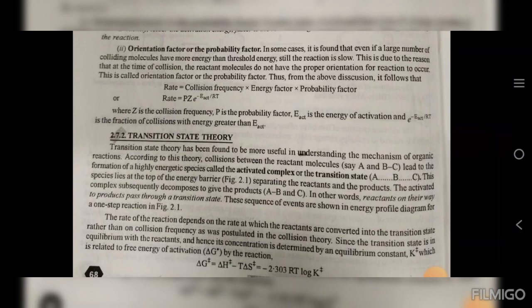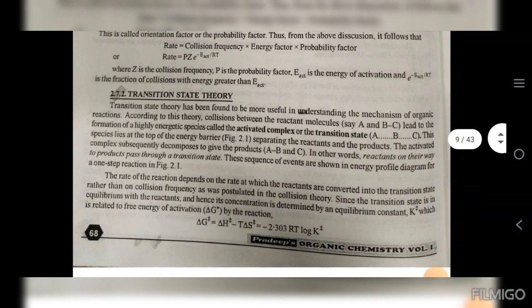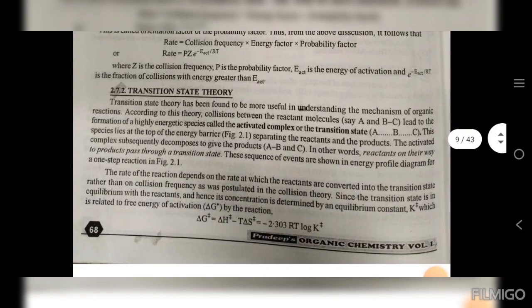Orientation factor, or the probability factor. In some cases, it is found that even if a large number of colliding molecules have more energy than threshold energy, still the reaction is slow. This is due to the reason that at the time of collision, the reactant molecules do not have the proper orientation for the reaction to occur. This is called the orientation factor or the probability factor. Thus, from the above discussion, it follows that rate is equal to collision frequency times probability factor times energy factor, where Z is the collision frequency, P is the probability factor, E is the energy of activation, and e to the power minus E over RT is the fraction of collisions with energy greater than the activation energy.